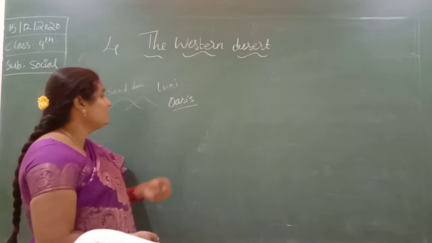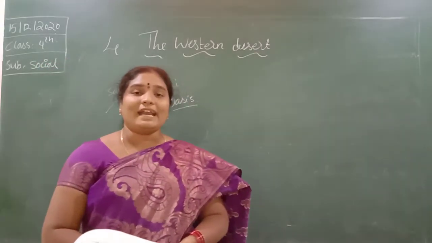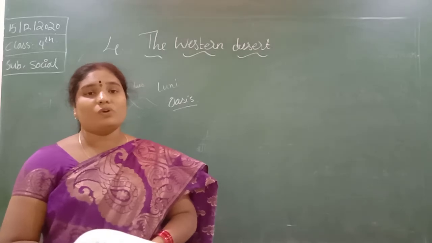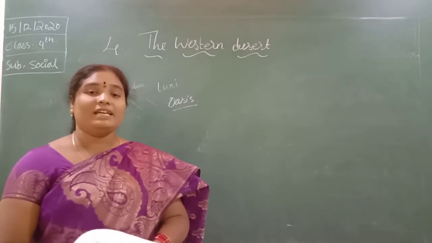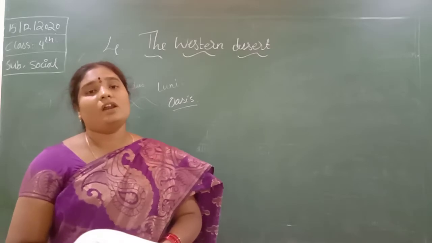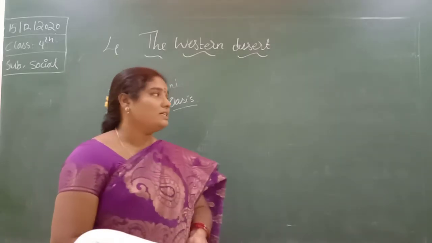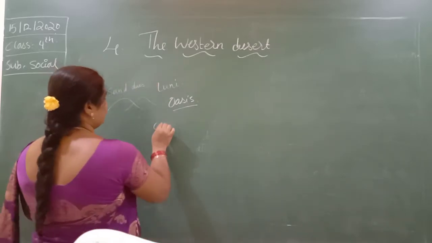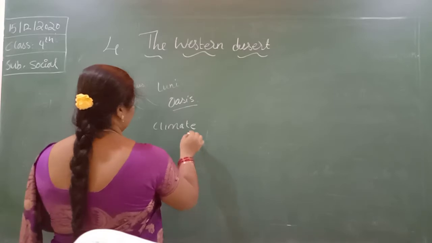Next, climate. The climate is hot and dry throughout the year. The days are hot and the nights are cool. Next, natural vegetation.